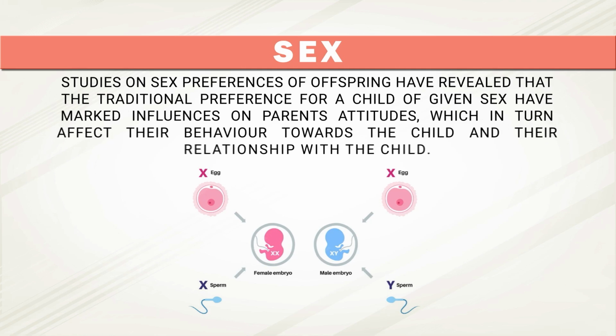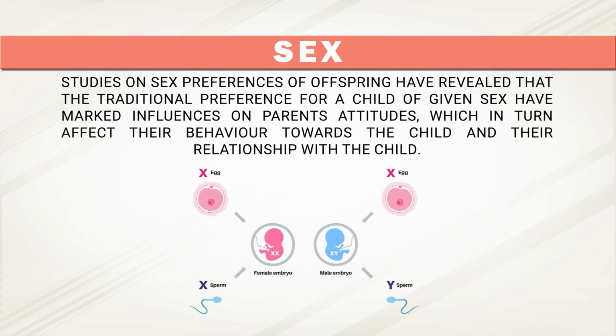Now, studies on sex preferences of offspring have revealed that the traditional preference for a child of a given sex has marked influences on parents' attitudes, which in turn affect their behavior towards the child and their relationship with the child. Now, if as parents they wanted a girl and they have a boy, then they might treat the boy like a girl and might not be very happy. Similarly, in the other sense.